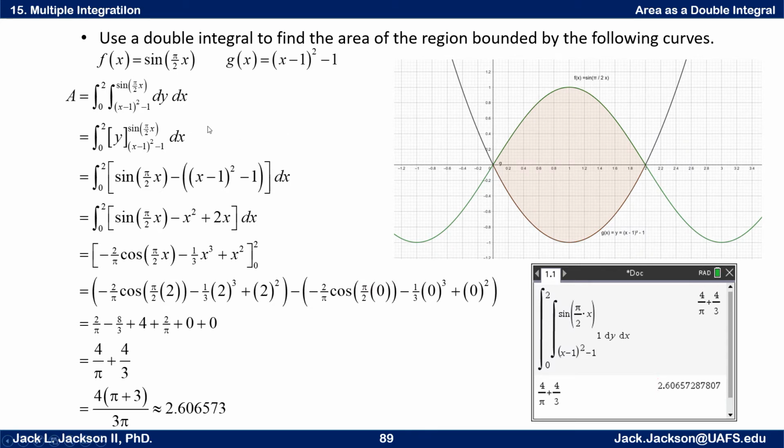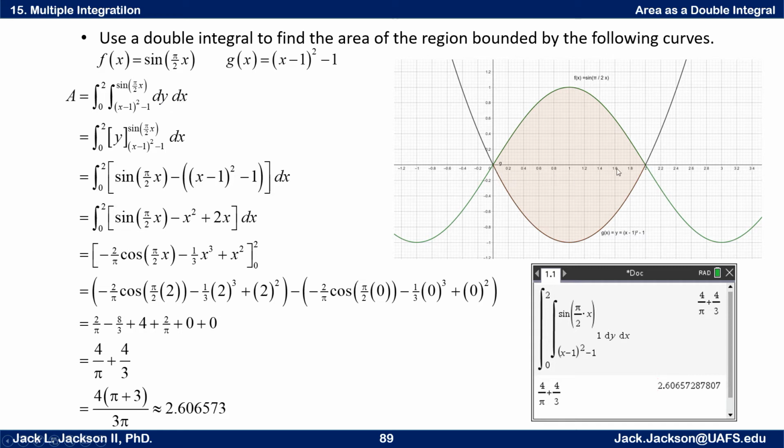Well, this is how it works. We're integrating the function 1 dy dx. This is more easily thought of as a type 1 region. So if you think of this as vertical strips, the top of the strip is always bounded by this curve, sine of pi over 2 times x. And the bottom is always bounded by this curve, y equals (x minus 1) squared minus 1. So those are our limits on our inner integral, and we just integrate the function 1 with respect to y. And then we integrate with respect to x.